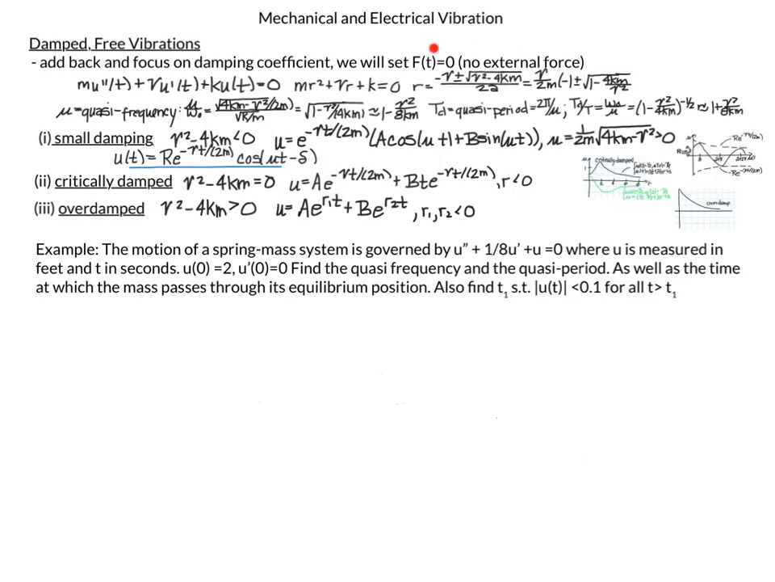And here is my summary up here: my differential equation, my characteristic equation, my r, the quasi-frequency, the quasi-period, the small damping solution, the critically damped solution, and the overdamped solution. And now we're ready for an example. The motion of a spring-mass system is governed by u double prime plus 1/8 u prime plus u equals 0, where u is measured in feet and t in seconds. u of 0 is equal to 2, u prime of 0 is equal to 0. Find the quasi-frequency and the quasi-period, as well as the time at which the mass passes through its equilibrium position.